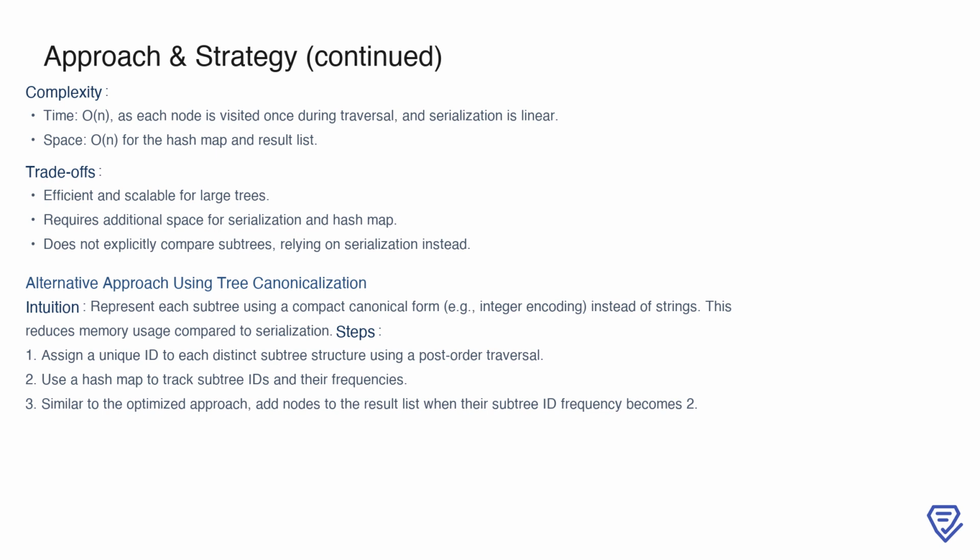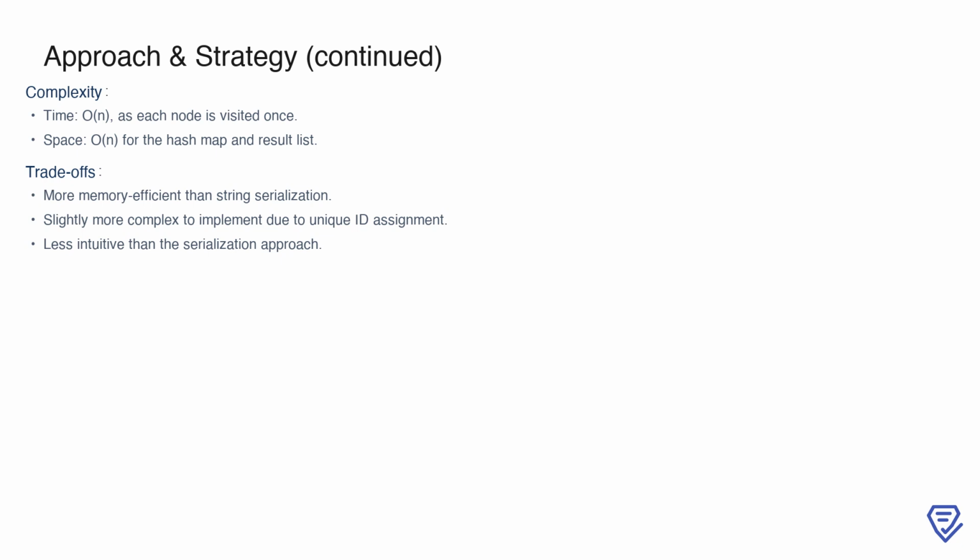As an alternative, we can use tree canonicalization to reduce memory usage. Instead of strings, this method assigns a unique integer ID to each distinct subtree structure. The IDs are then used to track subtree frequencies in the hash map. While this approach is more memory efficient than string serialization, it involves additional implementation complexity, such as managing unique ID assignments during the traversal. Tree canonicalization offers a similar time complexity of O(n), as each node is still visited once during the traversal. The space complexity remains O(n) for the hash map and result list, but canonicalization reduces memory usage by replacing serialized strings with compact integer representations.